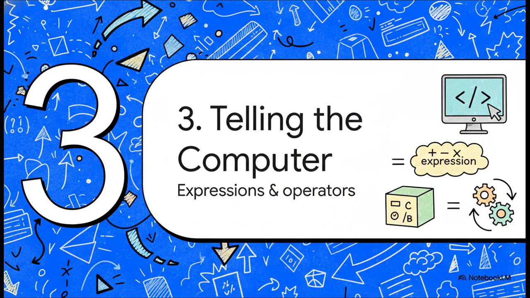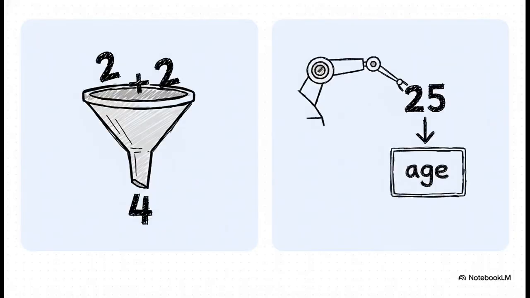All right, so we've got our data, and we've got it stored neatly in our labeled boxes. Now, this is where the real fun starts. We can finally tell the computer to actually do stuff with that data, using things called expressions and operators. Now, there's a key difference here you gotta get. An expression is like a question that boils down to a single value. 2 plus 2 isn't a command. It's a question whose answer is 4.